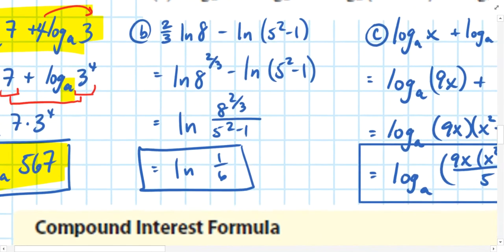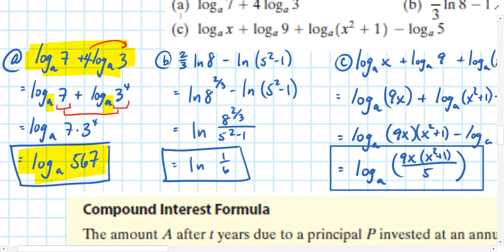In a similar way, we can complete part B. I again use the power rule here, where I bring 2/3 inside the logarithm as an exponent. Now I have the subtraction, or the difference, of two logarithms. When two logarithms with the same base are being subtracted, and I know these have the same base because they're both natural logarithms, I can now combine them into a quotient. And as it turns out, the quotient of 8 to the 2/3 power over 5 squared minus 1 is equal to 1/6. So we now have a nice simplified solution here, a single logarithm.